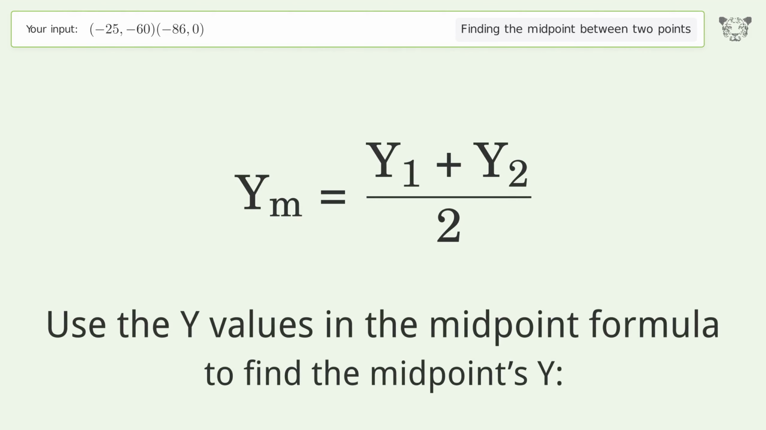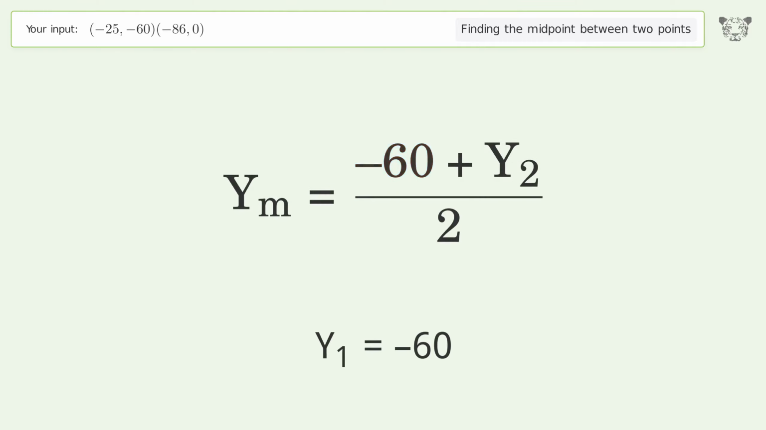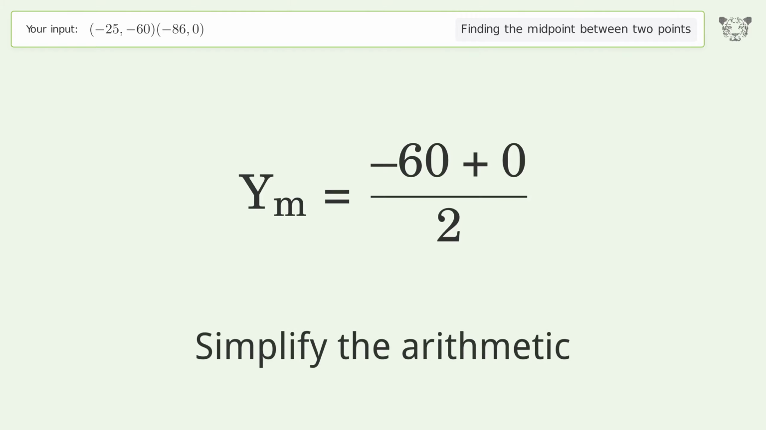Use the y values in the midpoint formula to find the midpoint's y. y1 equals -60. y2 equals 0. Simplify the arithmetic.